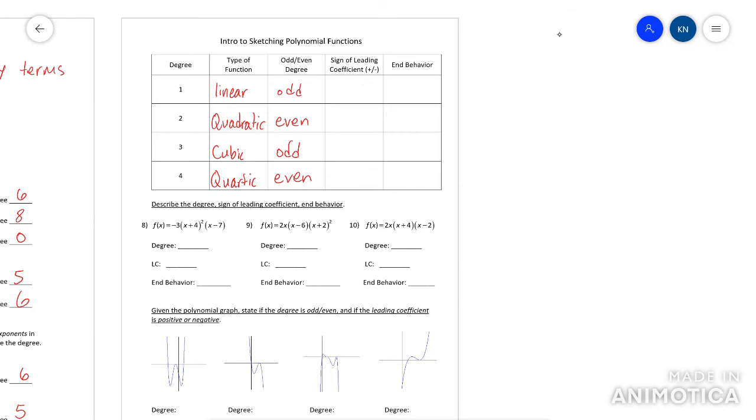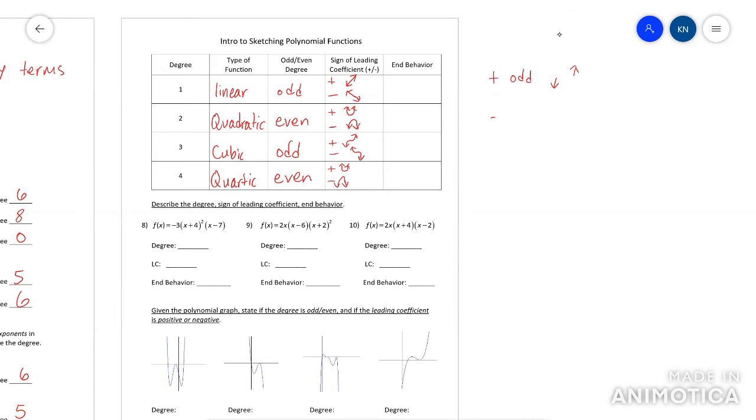If on an odd function the leading coefficient is positive, it's going to look like this. If it was negative, it's going to look like this. On an even function, if it's positive, it's going to look like this. And if it's negative, it's going to look like this. On a cubic, if it's positive, it's going to look like this. And if it's negative, it's going to look like this. And on a quartic, if it's positive, it's going to look like this. And if it's negative, it's going to look like this. Basically, you can think of it like this. If you have a positive odd function, your arrows are going to go like this.